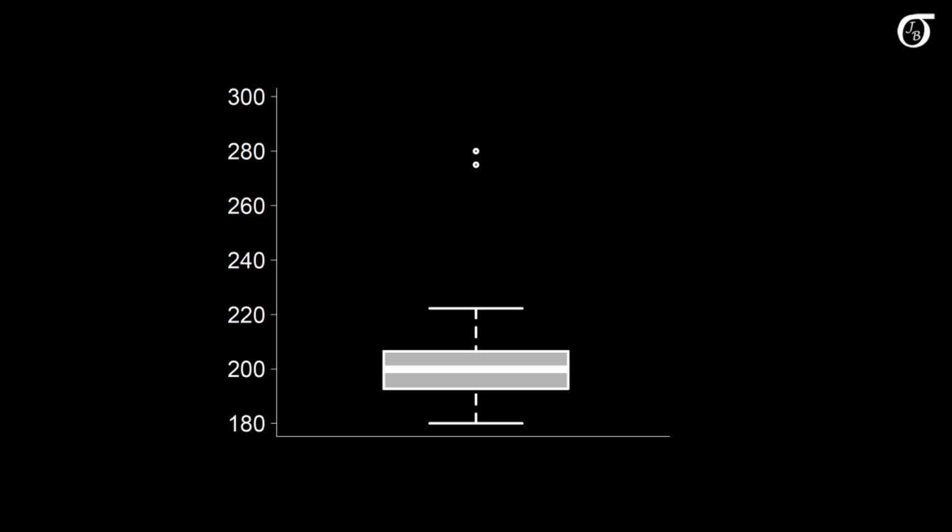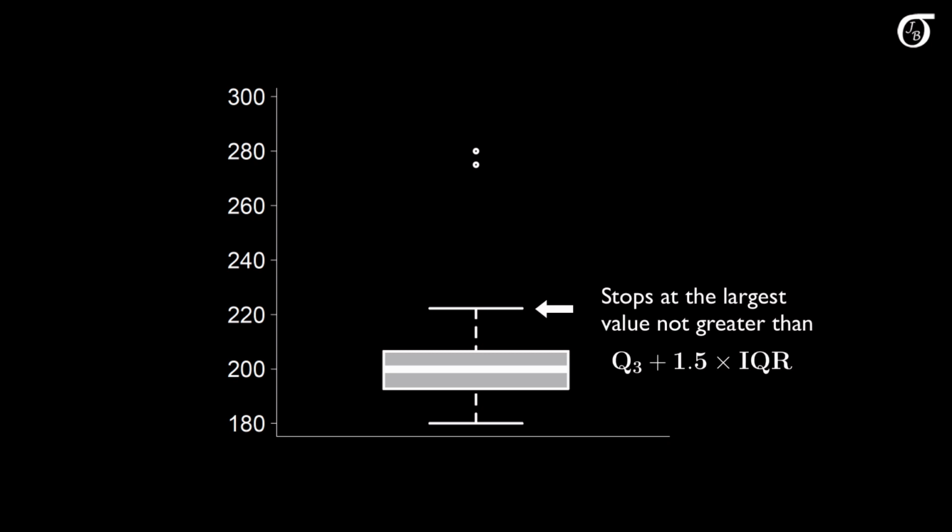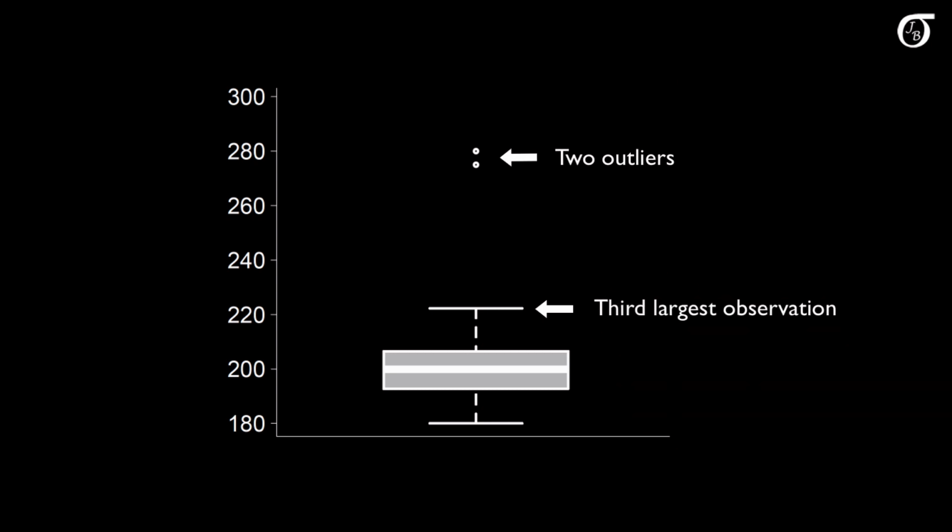Under this new rule, the top whisker stops at the largest value that is not greater than Q3 plus 1.5 times the interquartile range. Anything larger than that is considered an outlier by this rule. Here we have two large outliers. The top whisker stopped at the third largest observation, it lies within 1.5 times the interquartile range of that third quartile.